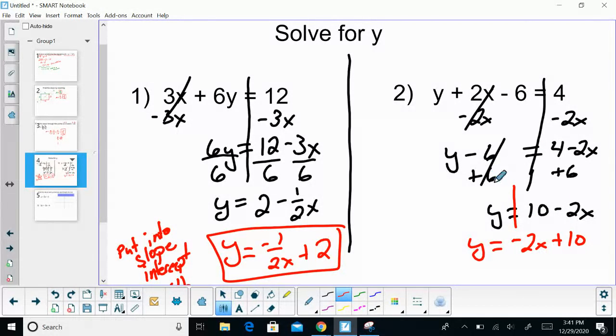Whereas up here, to move something from one side to the other, I have to do the inverse. See, this is a minus and then a plus. All right?